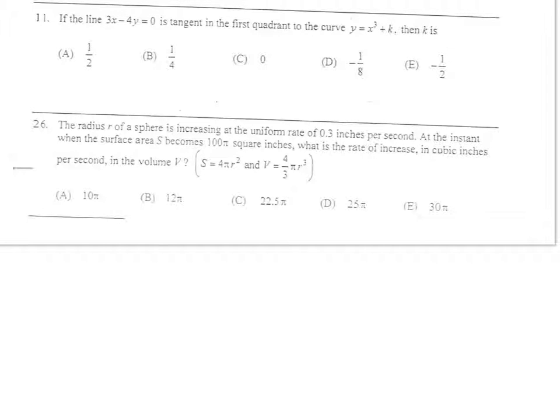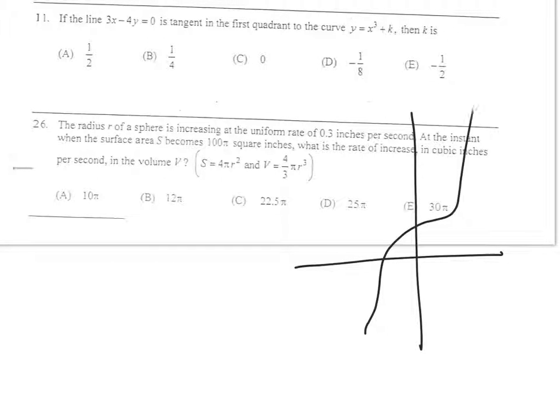3x minus 4y is tangent in the first quadrant to the graph y equals x cubed plus k, and k is what we're trying to figure out. If you wanted to get a visual on that, we have some sort of graph here. y equals x cubed kind of flattens out there, and then we have some sort of tangent curve there in the first quadrant, and we're trying to figure out that k value. That's just a rough sketch of what it might look like.